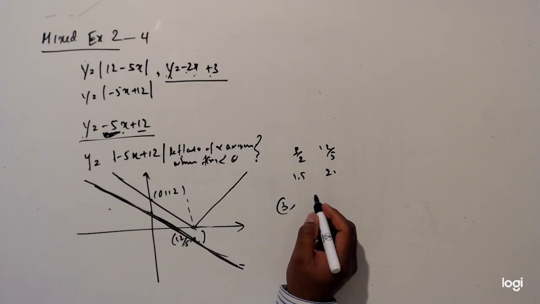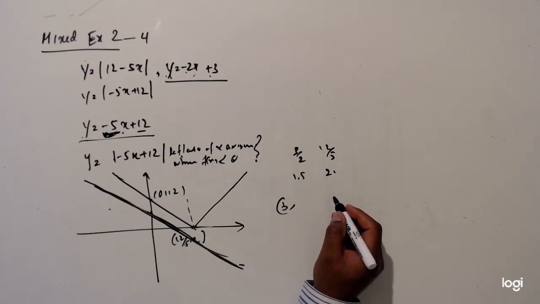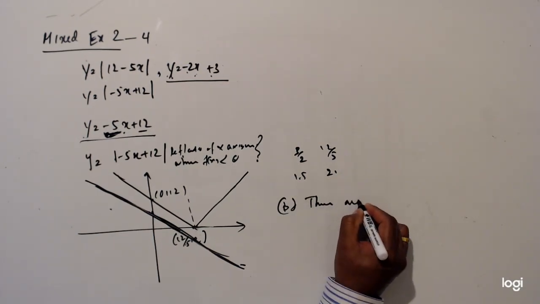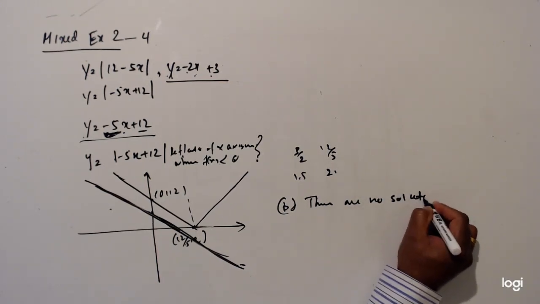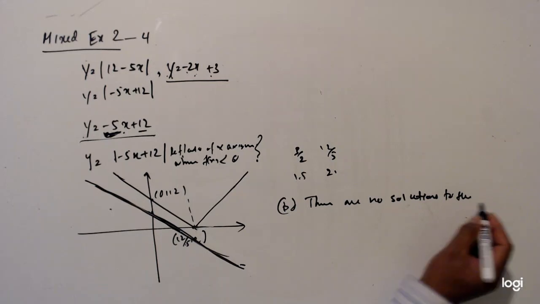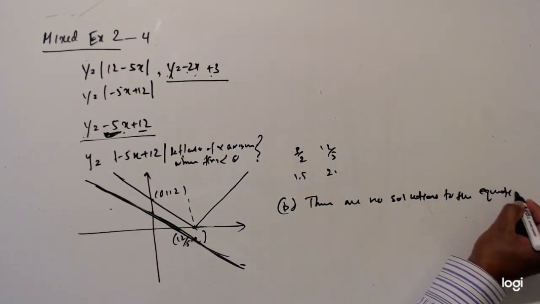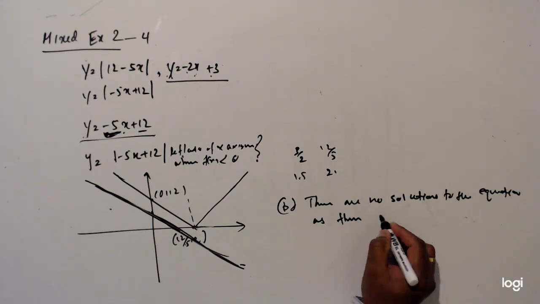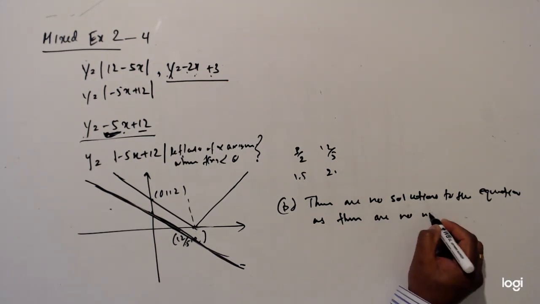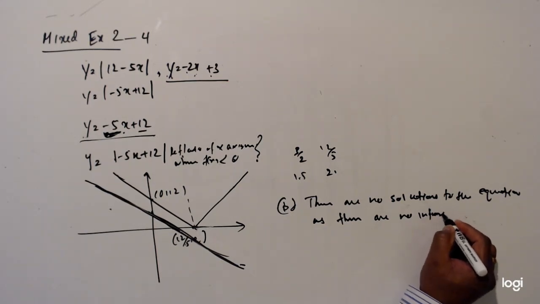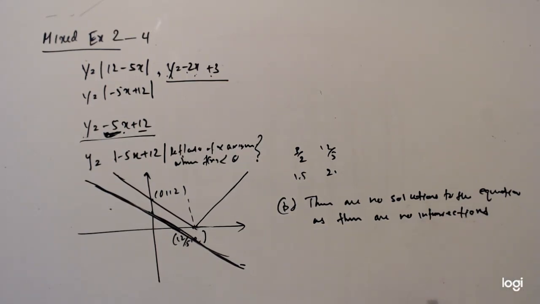Question part B, state with the reason whether there are any solutions to the equation. There are no solutions to the equation as there are no intersections. Or you can add intersection points.